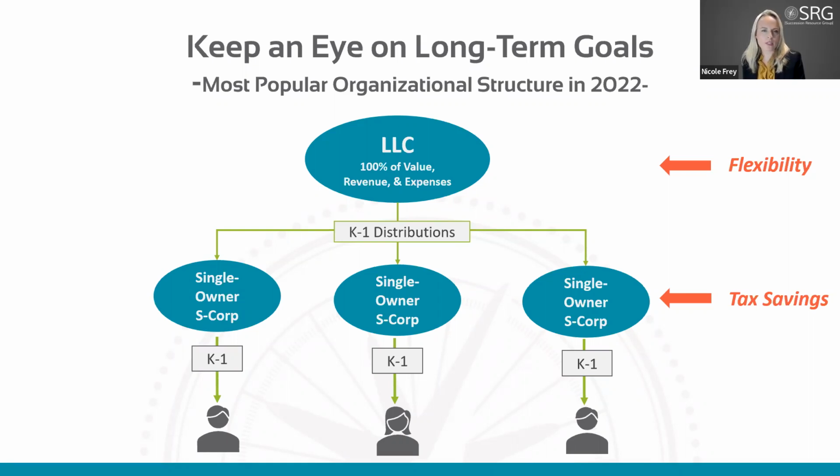The way this works is you would form an LLC that is taxed as a partnership, and that LLC is your main operating entity. It would hold 100% of your business value. I talked earlier about contributing your personal goodwill to this LLC. Your personal goodwill is your main business asset, so it would be owned by the LLC. And then all of the revenue and all of the expenses would also be held in that LLC.